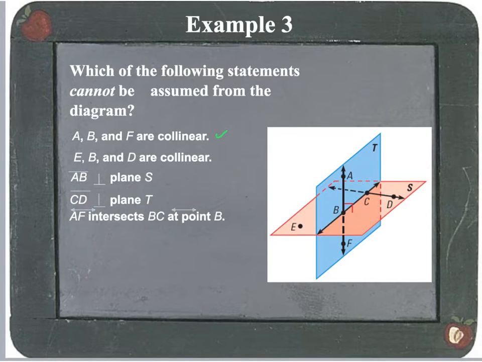E, B, and D are collinear. Can we assume that? No. While they may certainly look like it, looking at EBD, they might be, but I can't assume that. If they had drawn the line that connects them and it was a straight line, we'd be okay. But there's nothing connecting E, B, and D. For all I know, it might go like this.